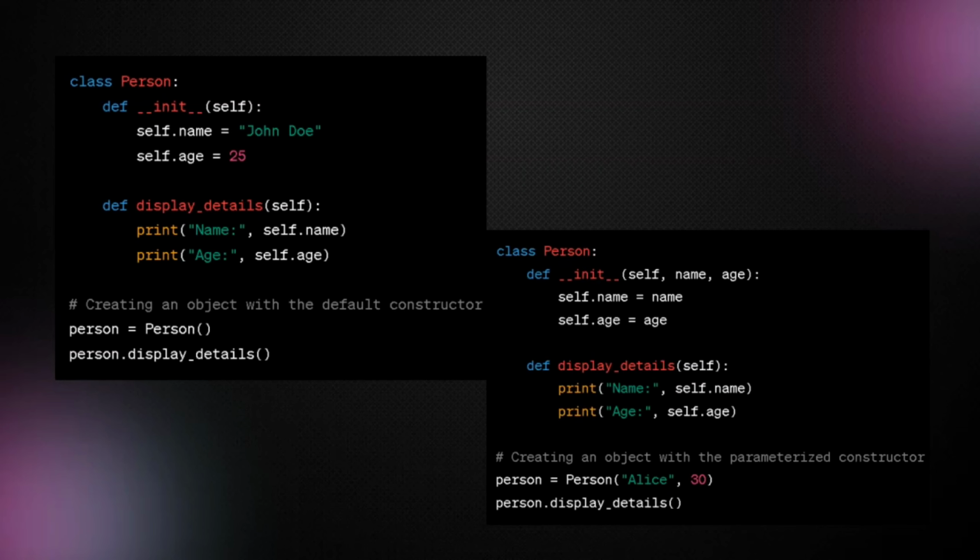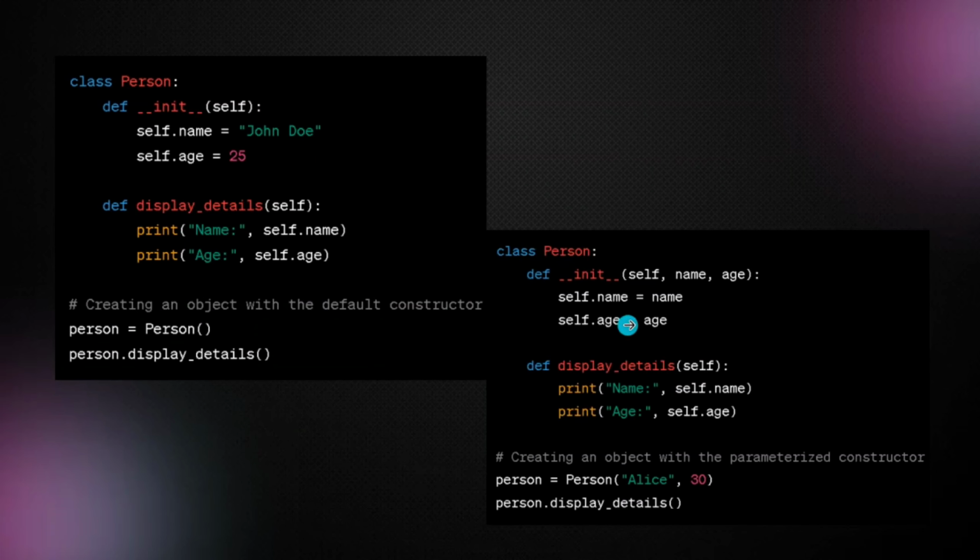Now you can see the difference between the init methods. In the first screenshot, the init method has only one parameter, which is the default. So here self is indicating the object person, and this person object is calling the method display detail.